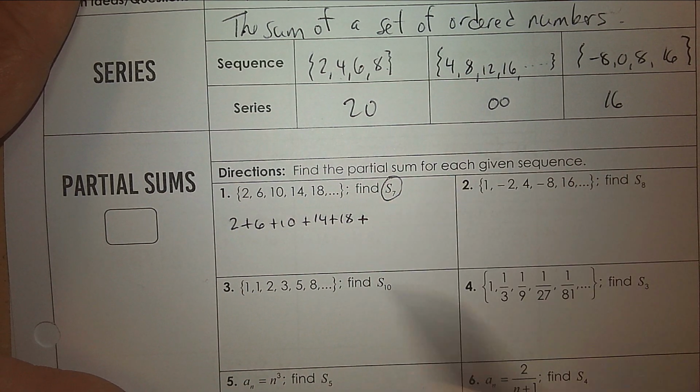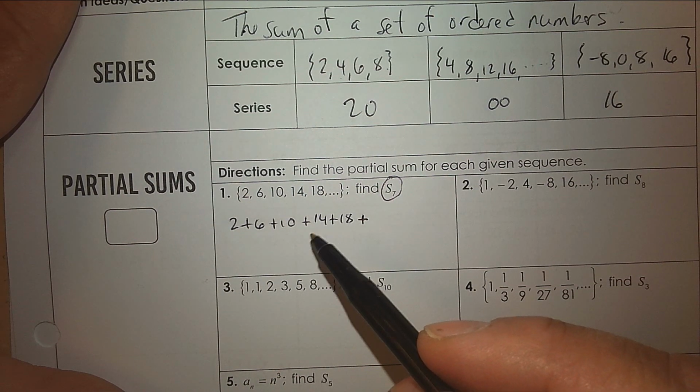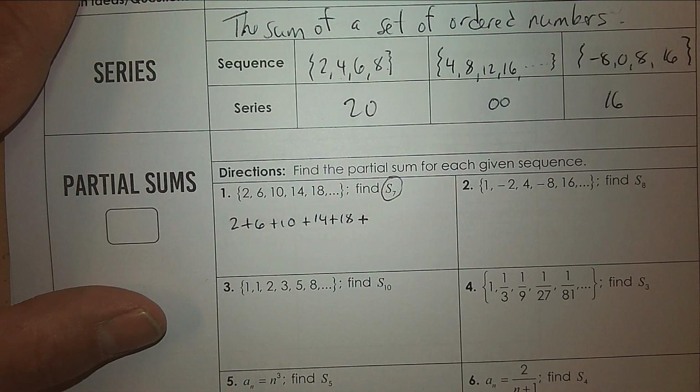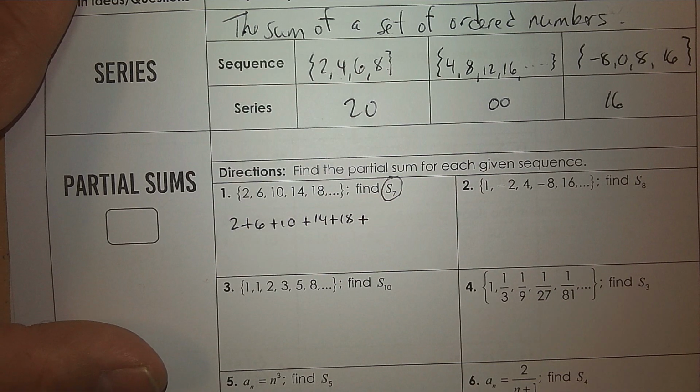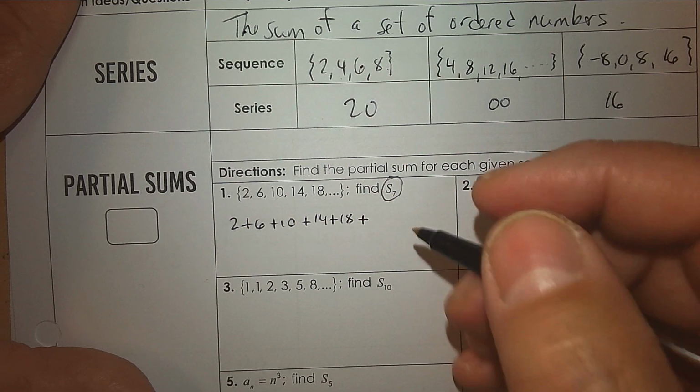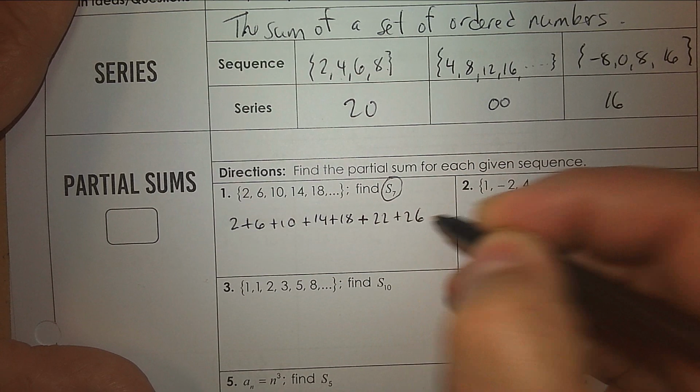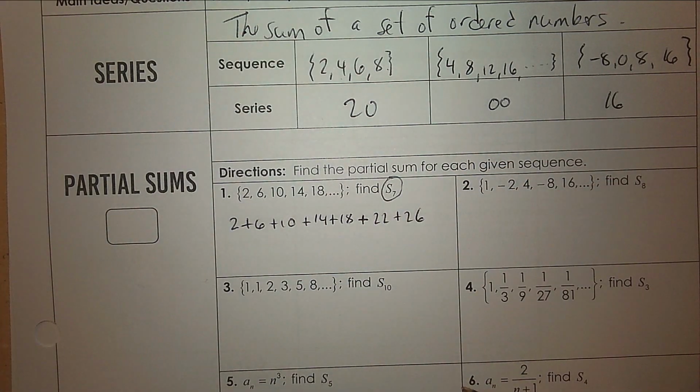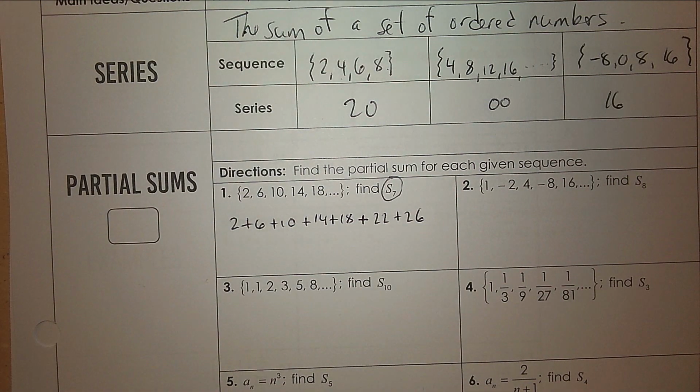Can you see that it's arithmetic? Why is it arithmetic? Because there's a common difference. And what is the common difference? 4. So I'm going to add 4 each time. So the last two terms are 22 and 26. I'm going to let you use your calculator. Can you add that up for me? What did you get? 98.